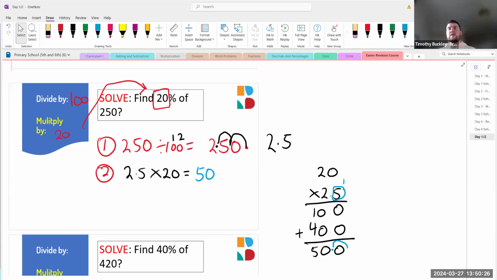Yeah, Rory, sounds like you're using a fraction method as well. That's absolutely fine. So that's no problem at all if that's what you find easier.